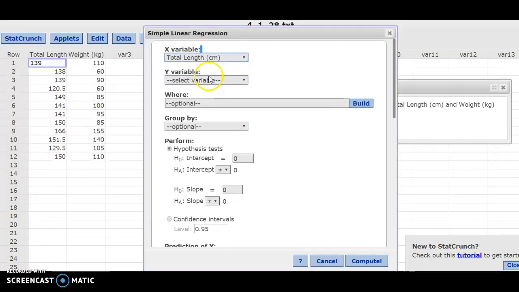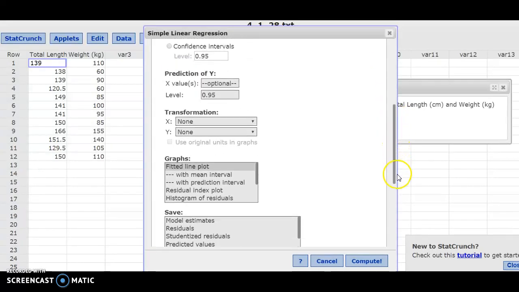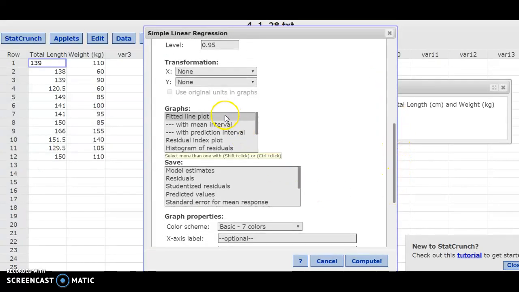Selecting my x and my y, you're going to ignore this part with hypothesis testing and confidence intervals. We really don't need anything else. I do want to leave that fitted line plot selected, but right now I'm not going to save anything else. It gives you the option to create predicted values and residuals. But in this case, sometimes we can run into some issues with rounding on your online homework. So sometimes this is not as helpful just due to the rounding issues.